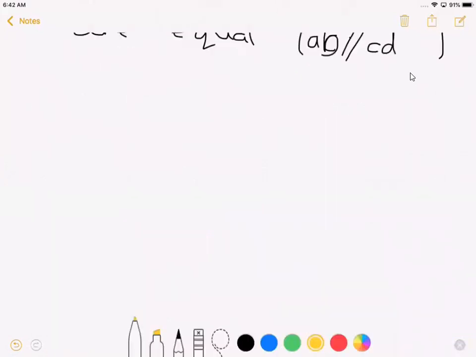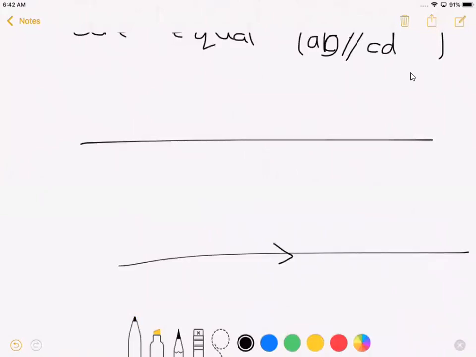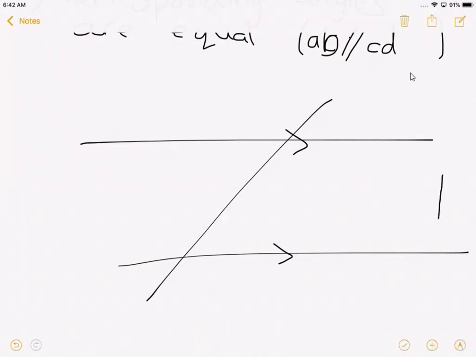Let's do the other one. Again, I'm going to draw my parallel lines with another line that cuts those two lines. We talked about corresponding angles being equal. The next one we want to talk about is alternate angles. Let's talk about the alternate angles.